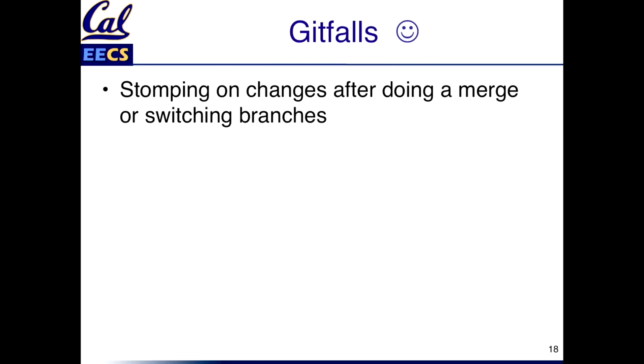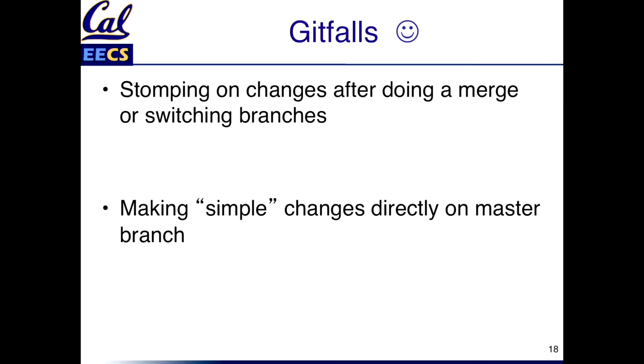Pitfalls, or Gitfalls. Stomping on changes after doing a merge. I hate when people do this, right? Somebody will do a merge, the merge will have some commits, and then they'll just copy a bunch of files over from a temporary area and splat everything that was on top of the merge. Don't do that. It makes you a bad citizen, right? It means you're not using version control properly. If there's conflicts, the conflicts are trying to tell you something, like talk to your team.